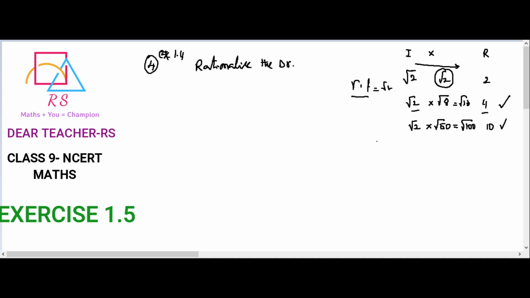So this is for monomials. For binomials, how will it be? Root A plus root B, for example. This is a binomial. So this is an irrational number, and we have to make it a rational number. So then what happened? It should be A and it should be B.